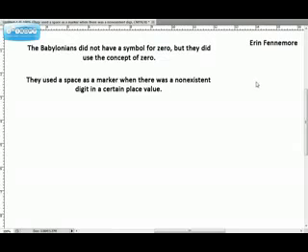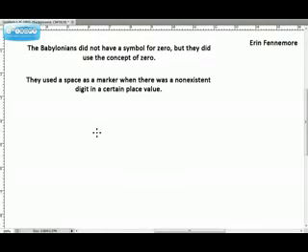I'm in Group 3, and I will be talking about whether or not the Babylonians had a symbol or a concept for zero. And, well, the answer is yes and no. They did not have a symbol for zero like we do, but they did use the concept. They were sort of halfway there. They used a space as a marker when there was a non-existent digit in a certain place value, and that's how it ended up being used.